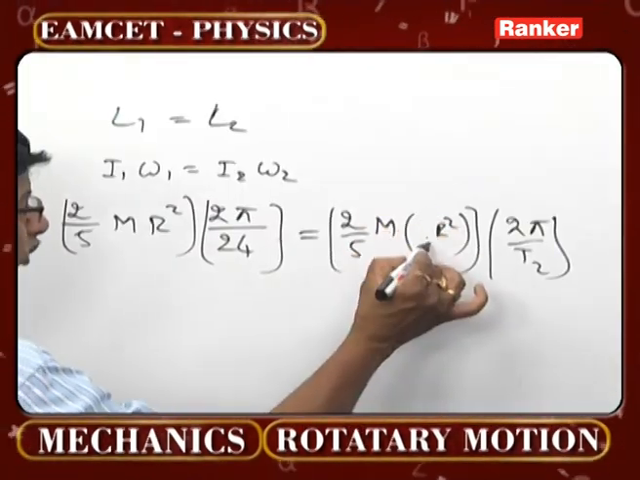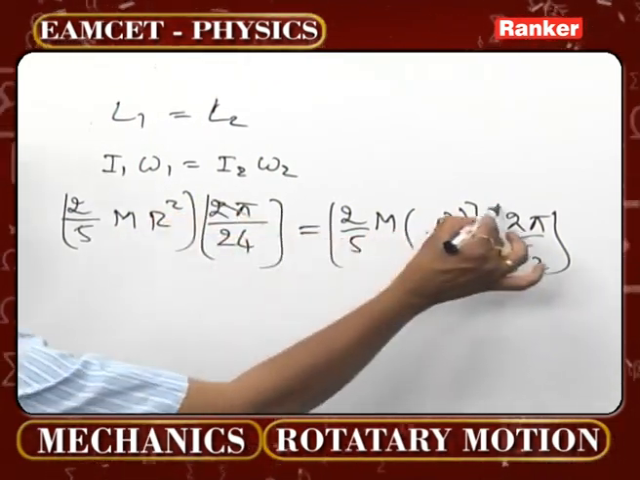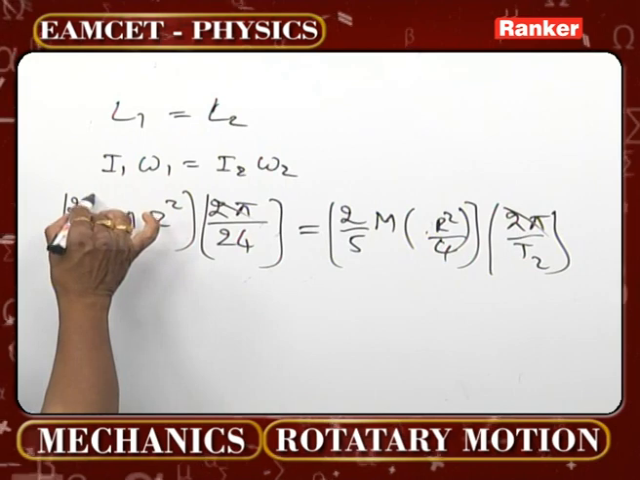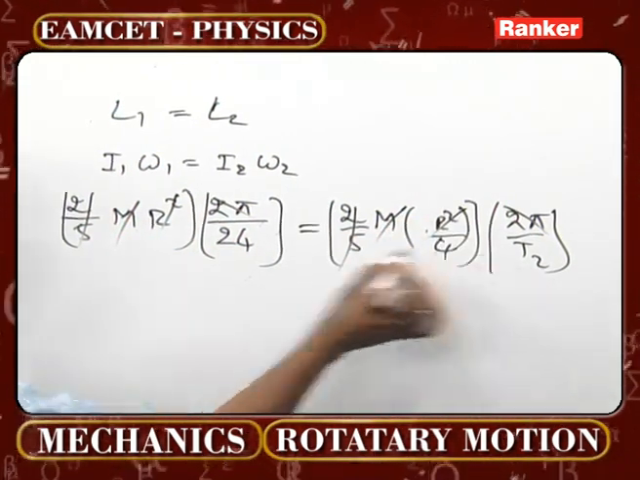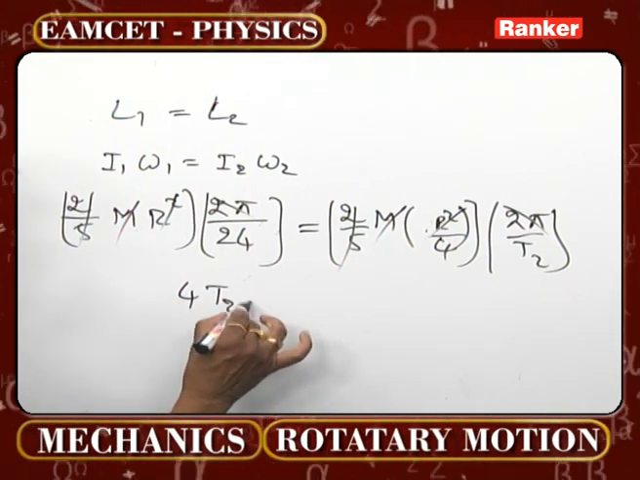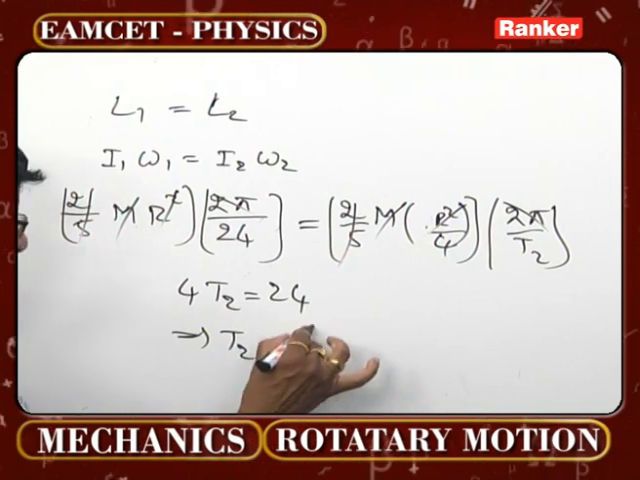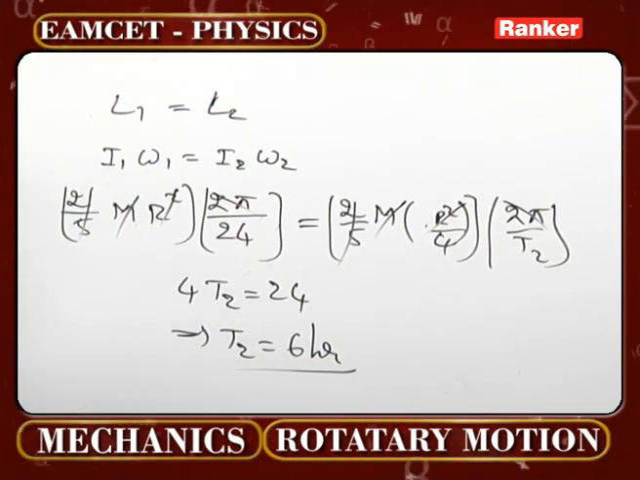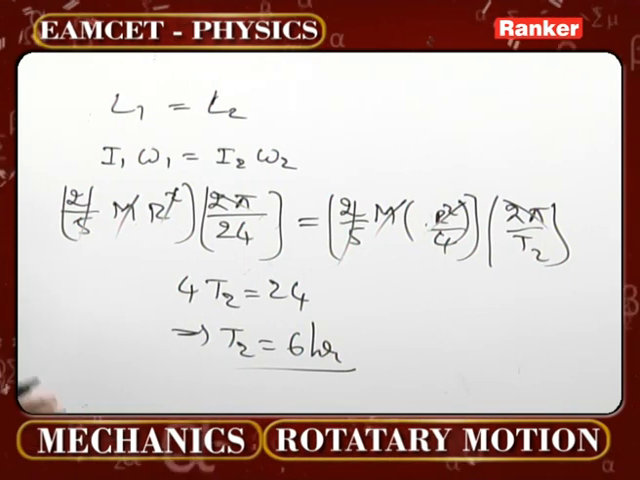The radius is going to become half, so the r square factor will be 1 by 4. Now 2 pi gets cancelled. Now 2 by 5 mr square of course gets cancelled. What is left over? 4T2 is equal to 24. Then what will be T2 now? Exactly 6 hours.